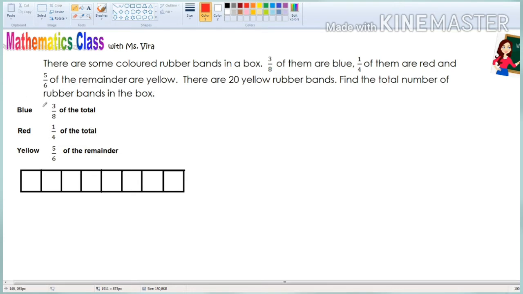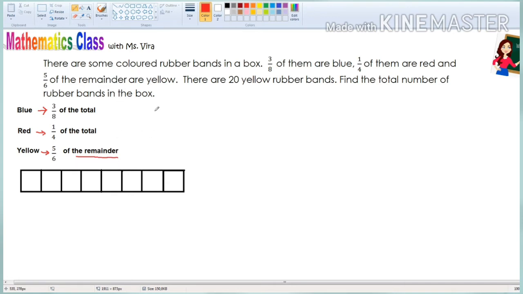Here I wrote the information that I got from the story. Blue, 3/8 of the total number of rubber bands in the box. Red, a quarter of the total number of rubber bands in the box. But yellow, it says 5/6 of the remainder. It means what is left over after we took blue and red out. 5/6 of the remainder. There are two methods to solve this question.